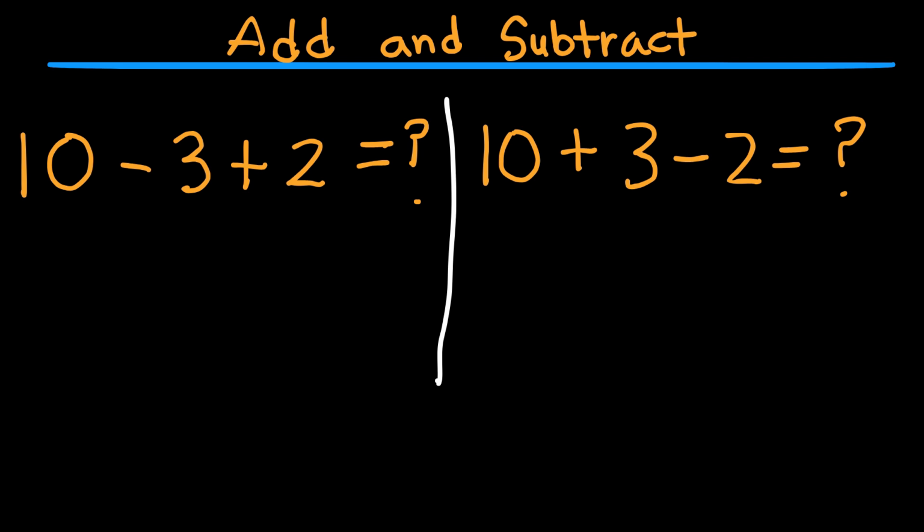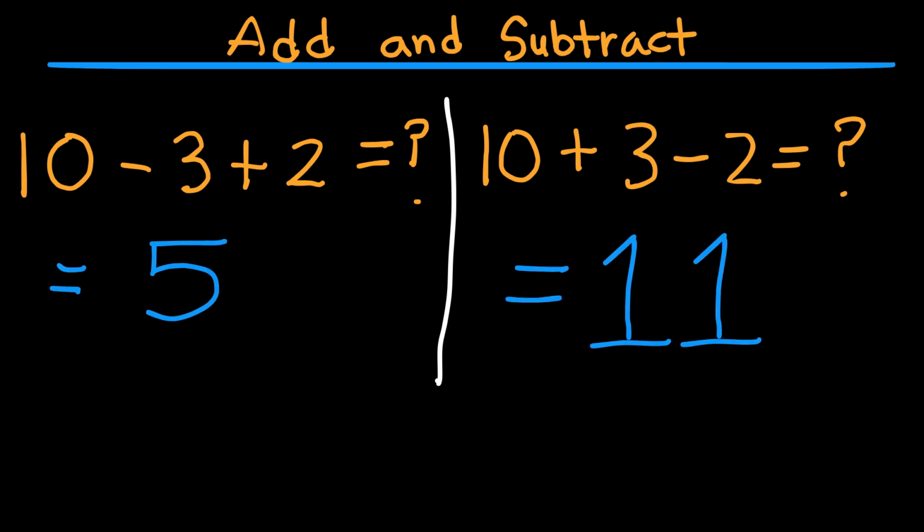So let's understand left to right. Looking at these two examples, we have the same numbers in both problems. But look at the signs. In the first problem, we have subtraction and addition. In the second problem, we have addition, then subtraction. You have to be careful because we always treat addition and subtraction at the same level. So we need to solve these two problems from left to right. Go ahead and try solving them. So in the first problem, if you solve it right, you get 5, and in the second problem, you get 11. Did you get it right?